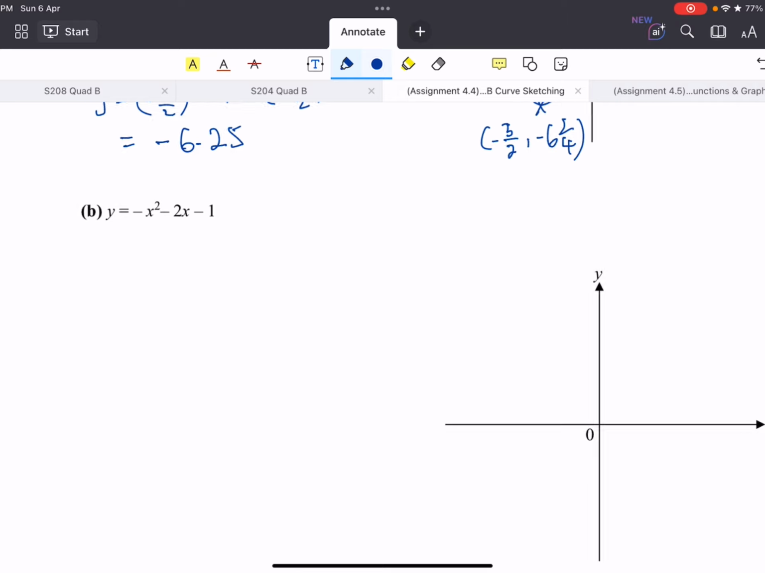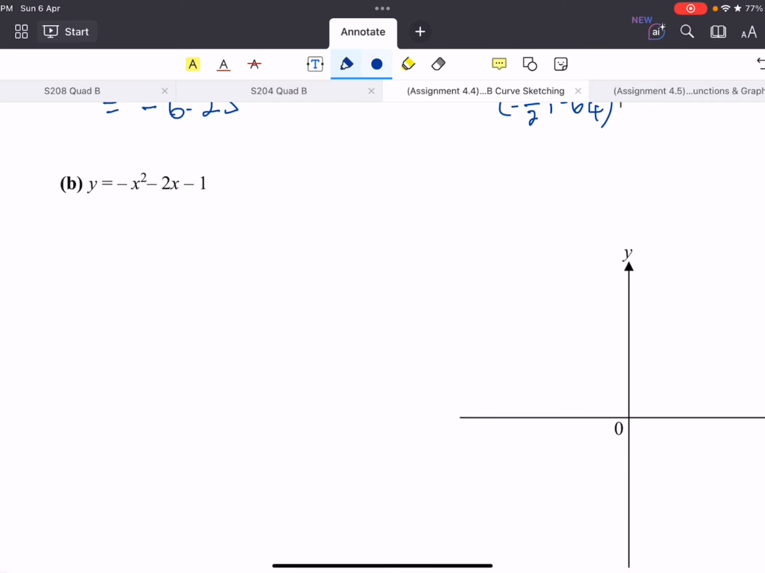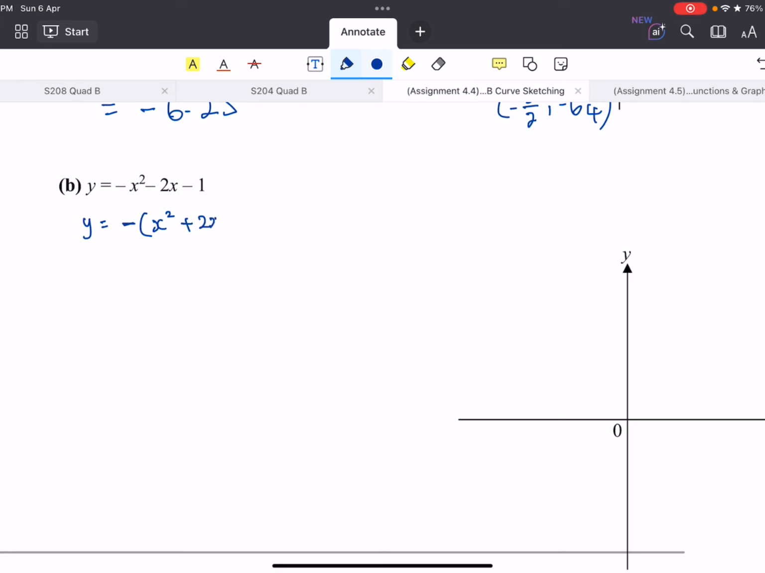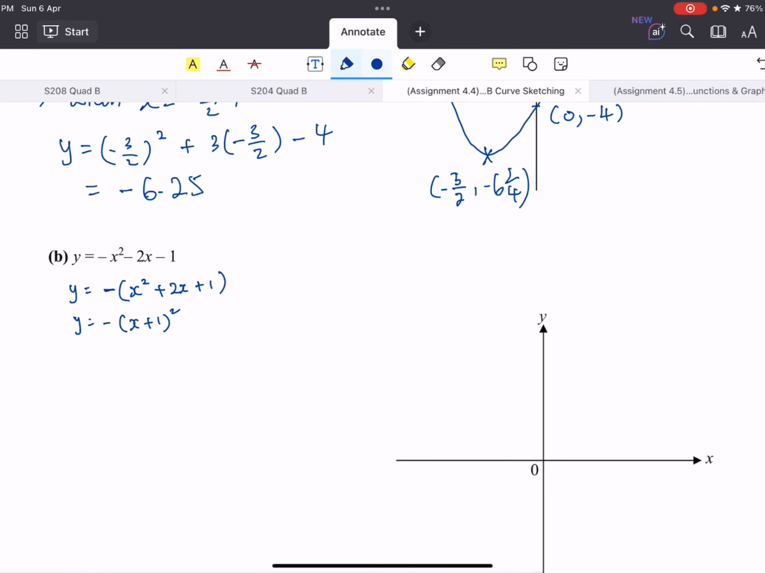Okay, now moving on to the next one. Next scenario, we have this situation, right? So we need to factorize this. Okay, so this is negative x squared plus 2x plus 1. So y is equal to negative (x plus 1) squared, right? So what this means is that actually there will be only one x-intercept, right? So the x-intercept is also going to be a line of symmetry.